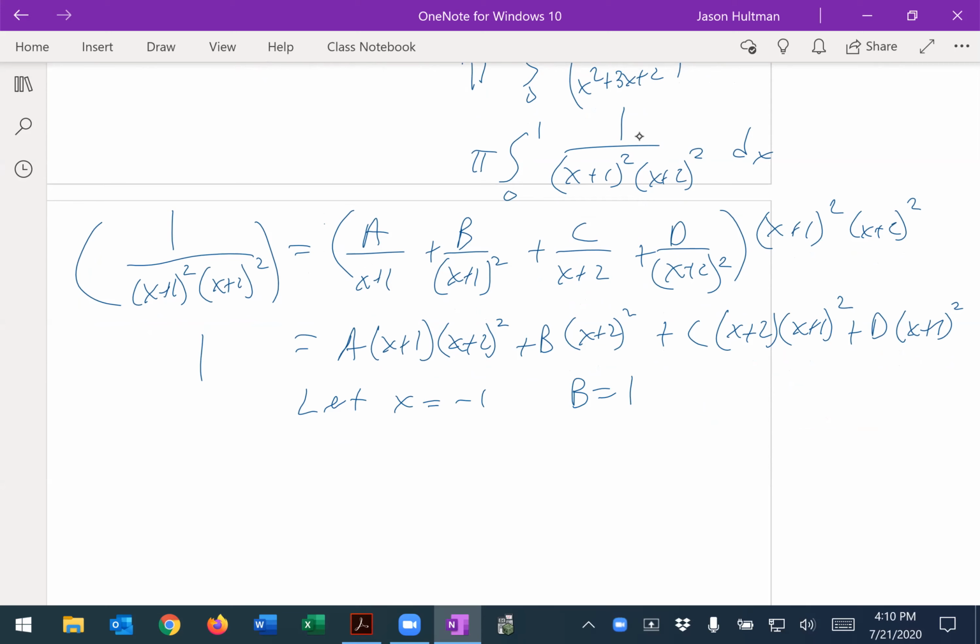Oops. Let x equal negative 2. What the heck happened to my pen? Come on, don't do this to me. Be nice to me. It froze. Everything froze. Lovely.